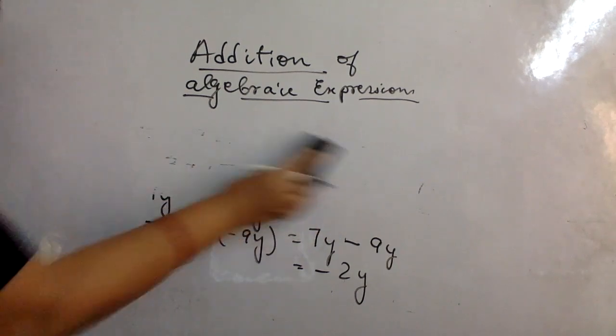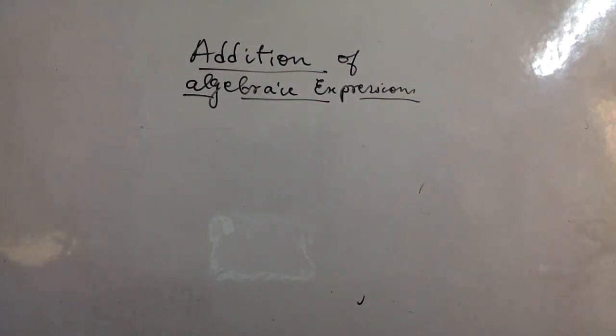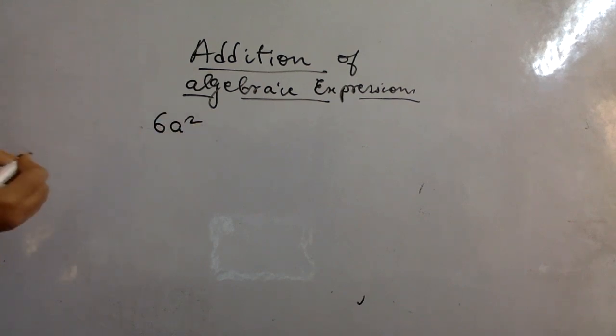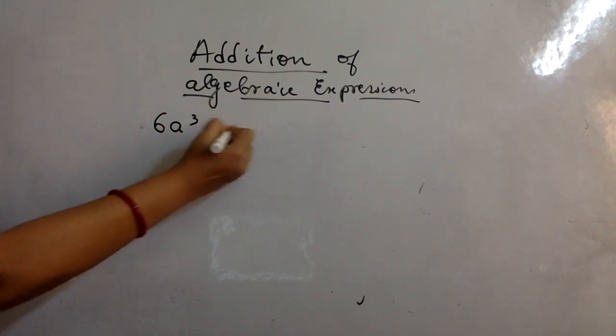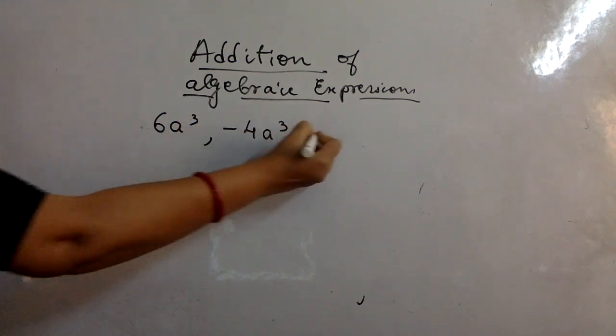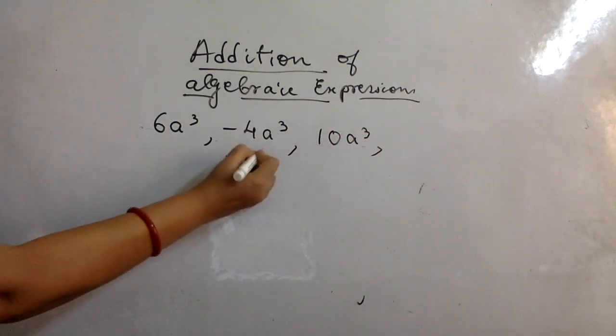There are more types. Let us see the more ones. What other types are there? Here we have, let's take another one: 6a square minus a cube, minus 4a cube, 10a cube and minus 8a cube.